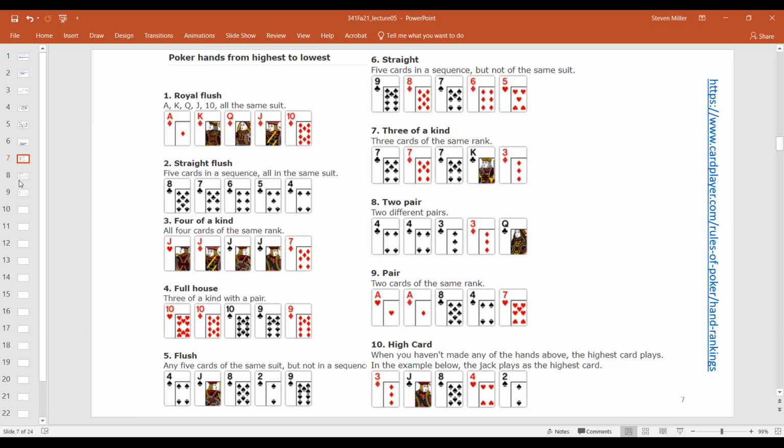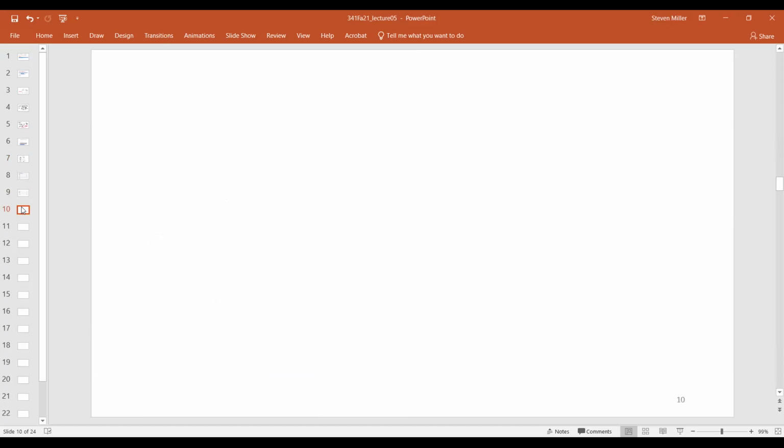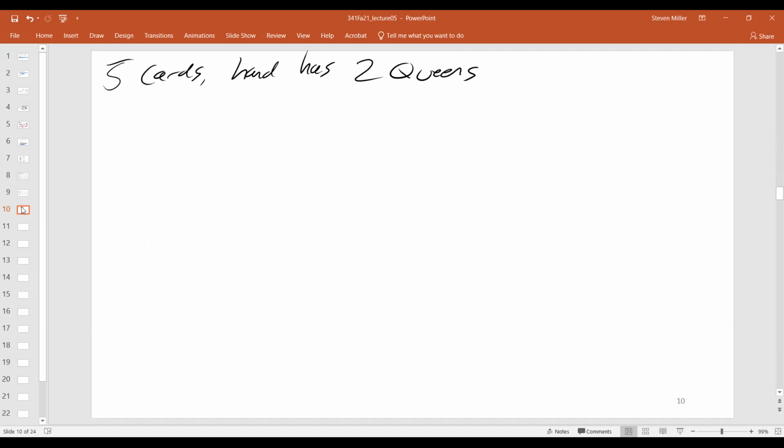So, again, these are calculating the probabilities. I just pulled them from Wikipedia. So let's say I want to calculate, 5 cards, hand has 2 queens. How would you compute that? What could my hand look like? You have 2 queens. Okay, 2 queens. You have 3 cards that aren't queens.